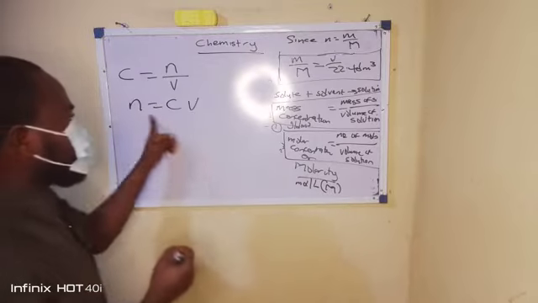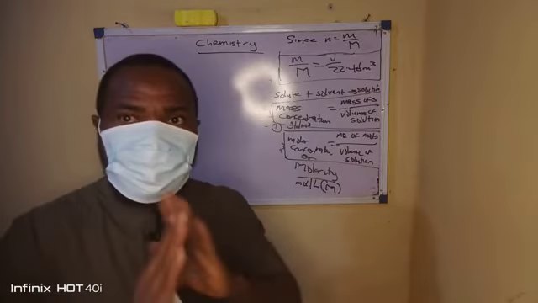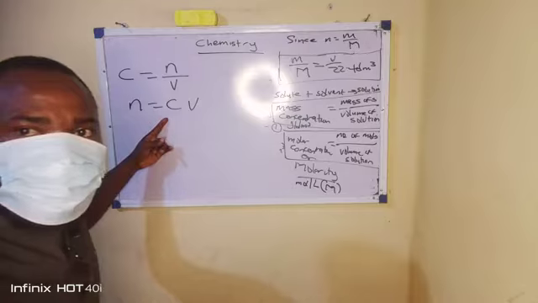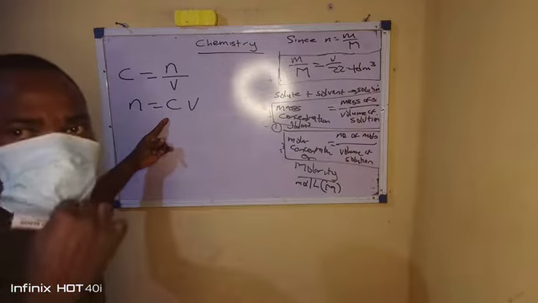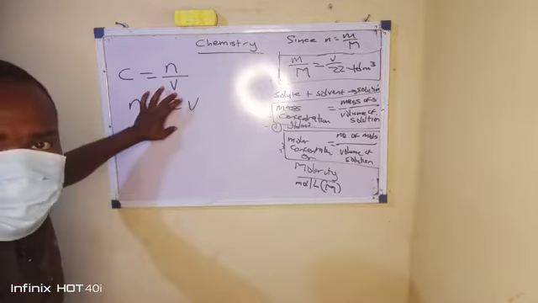Now, some persons will say CV over 1000, but I don't like using that because there are some questions where the volume is straight up in dm cube, so you don't need to convert. You have to convert the volume to what? To dm cube. But what if the volume is already in dm cube or in liters? There's no need to divide by 1000. So I like to use the raw formula like this.